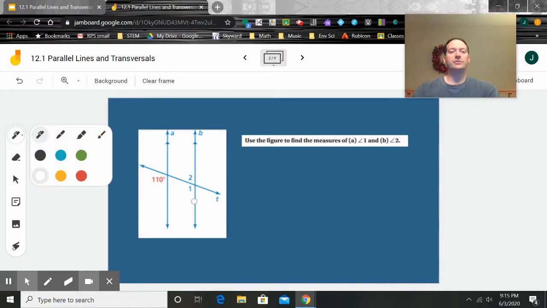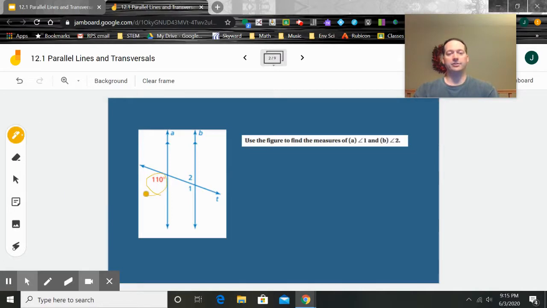Okay, so we need to find angle 1 and 2. So we know that this angle right there is 110. Well, what is the relationship of 1 to 110? They would be corresponding. And we know corresponding angles are always congruent. So angle 1 equals 110 degrees.